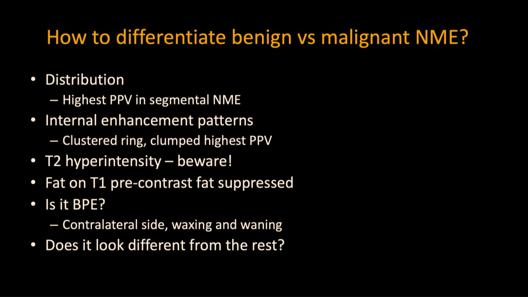Is there fat on the T1 pre-contrast fat-suppressed images? And as Dr. Joe nicely mentioned today, is it BPE? Look at the contralateral side, take advantage of your priors. Is it waxing and waning? And ultimately, does it look different from the rest? If you have a focus or a finding on one side, carefully scrutinize the rest of the breast and the contralateral side. Ask yourself, does this really look different from the other side?